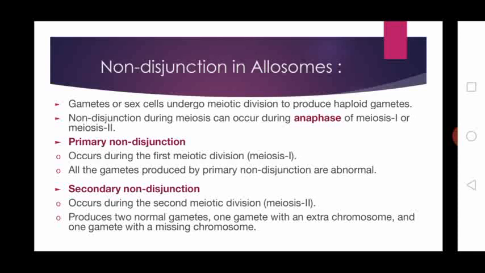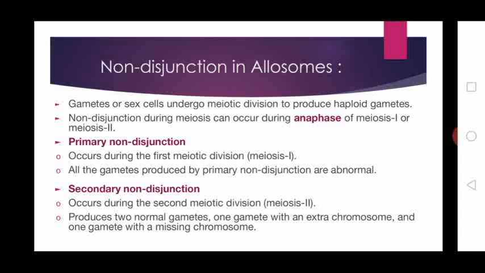Then we can divide the non-disjunction process into two types: primary non-disjunction and secondary non-disjunction. Primary non-disjunction occurs during the first meiotic division. If the non-disjunction occurs during the first meiotic division, we call it primary non-disjunction. All the gametes produced by primary non-disjunction are abnormal.